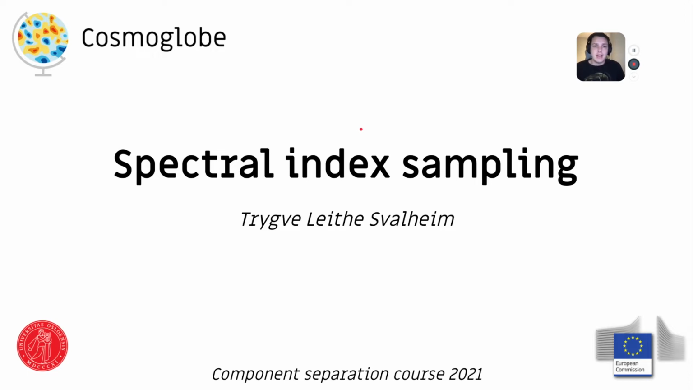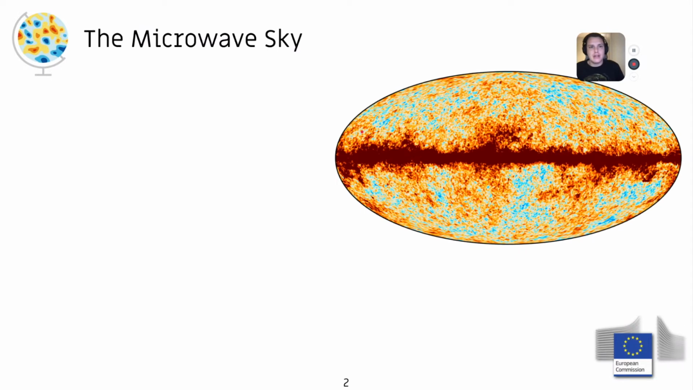My name is Trygve Leite-Svalheim and I'm a PhD candidate at the Institute of Theoretical Astrophysics at the University of Oslo. So, as you're all aware at this point, there are several different emission components that contribute to the net signal that we observe on the microwave sky.